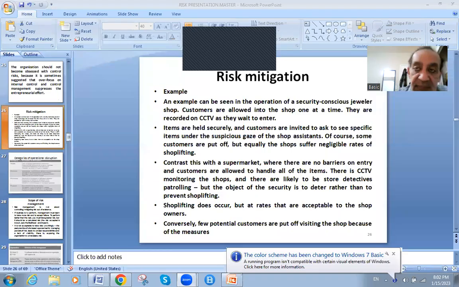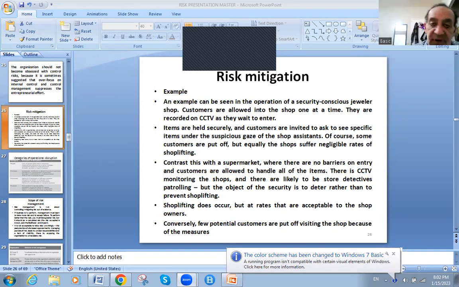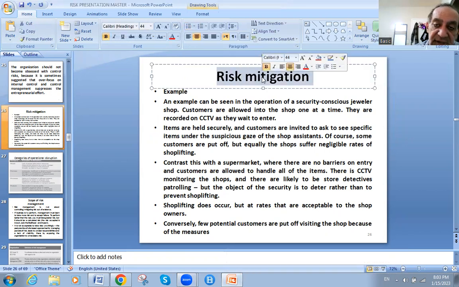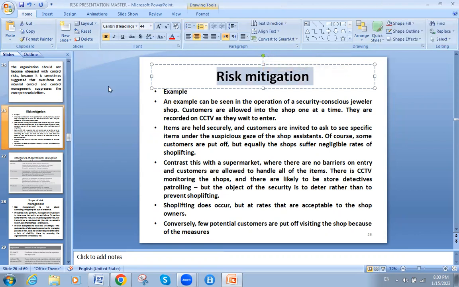Welcome back, everyone. Another video and another lecture in risk mitigation. Here we have to know some points about the risk, and we'll talk about risk mitigation today. Mitigation means reducing the risk. How to reduce the risk? This is the meaning of the word mitigation. It means how you can reduce the risk.